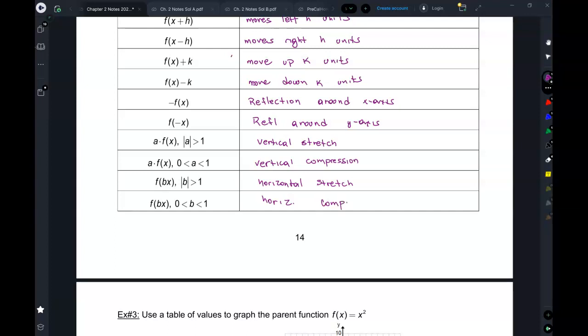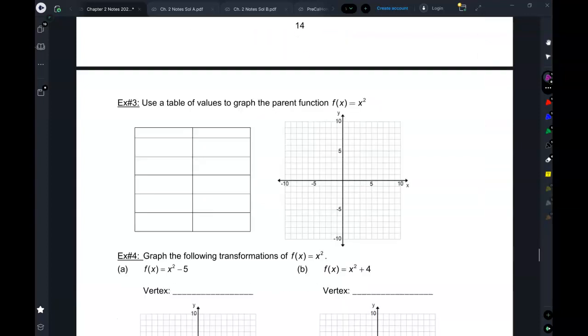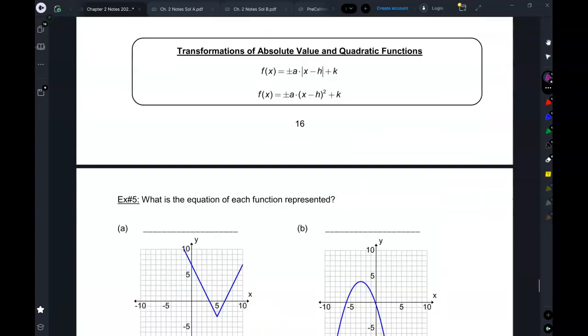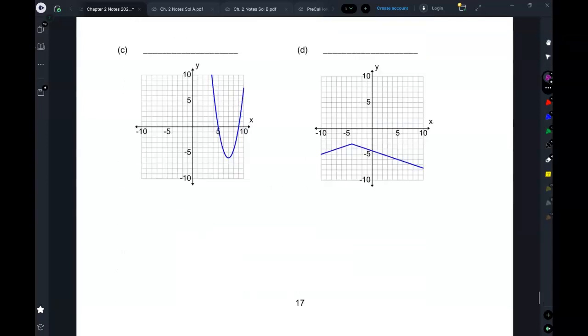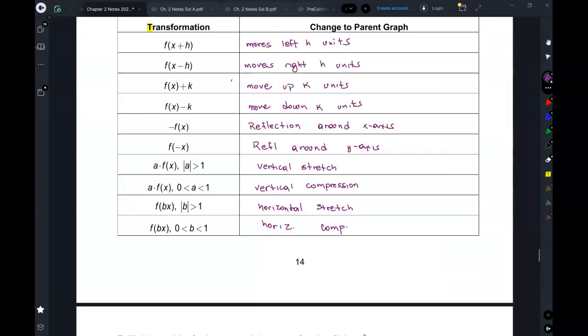Okay, we're going to stop here today. We're going to do quadratic functions next time.